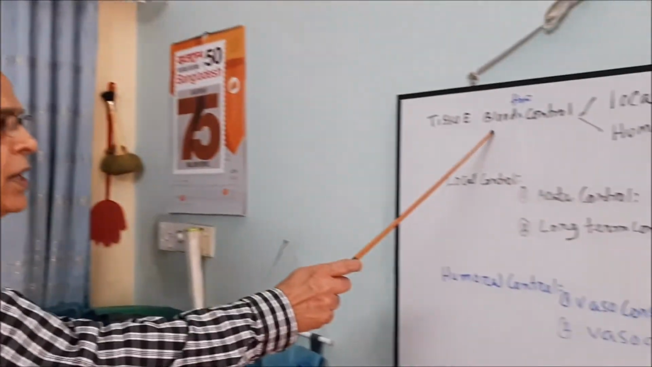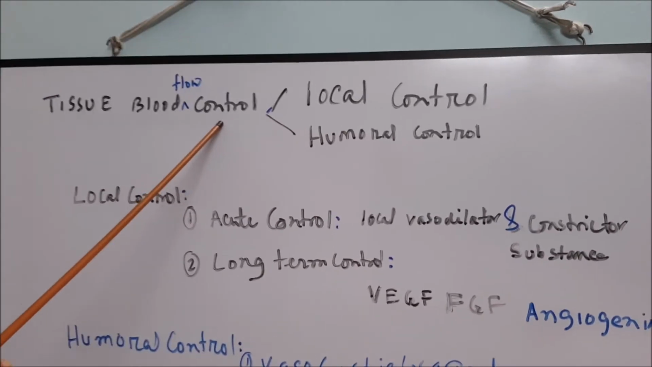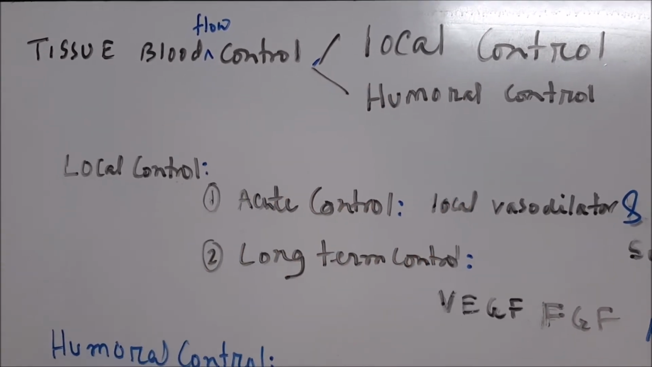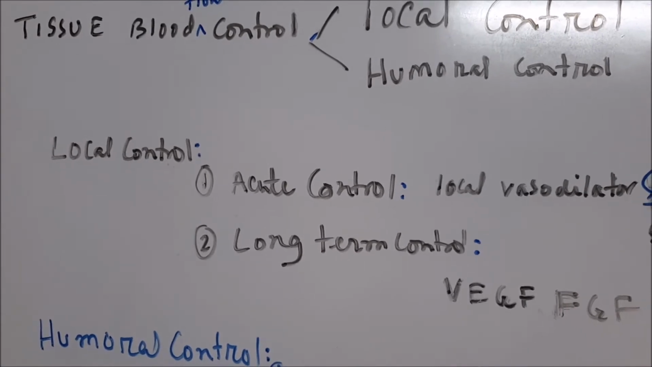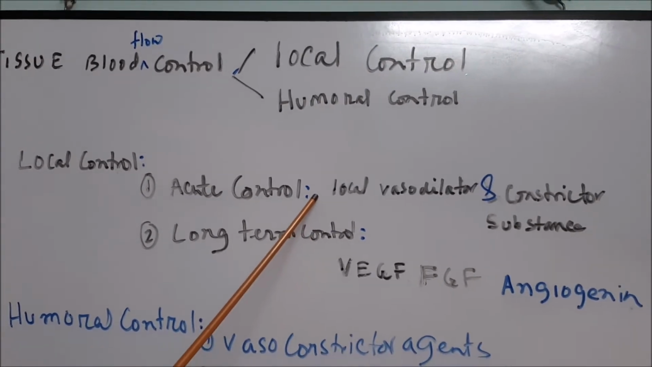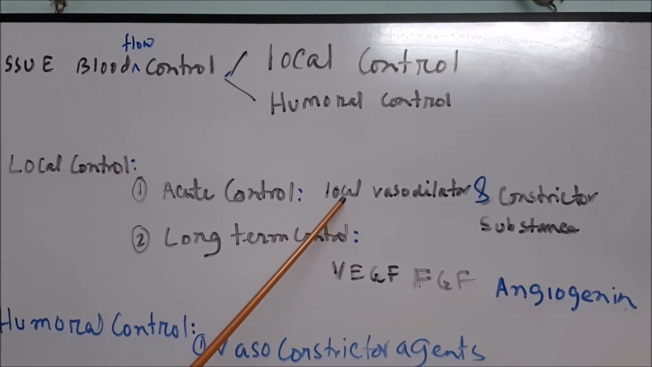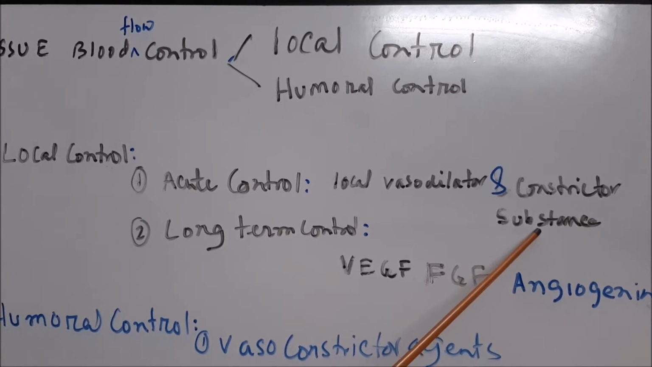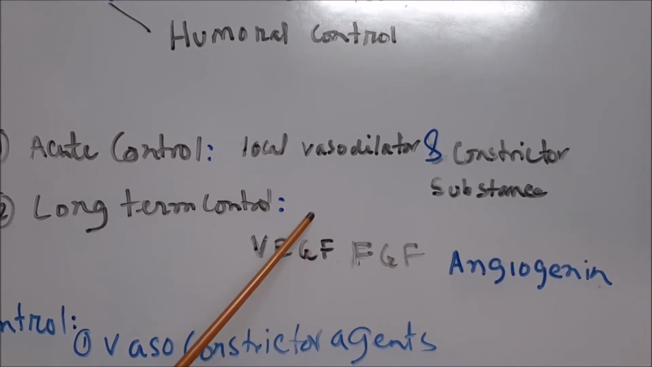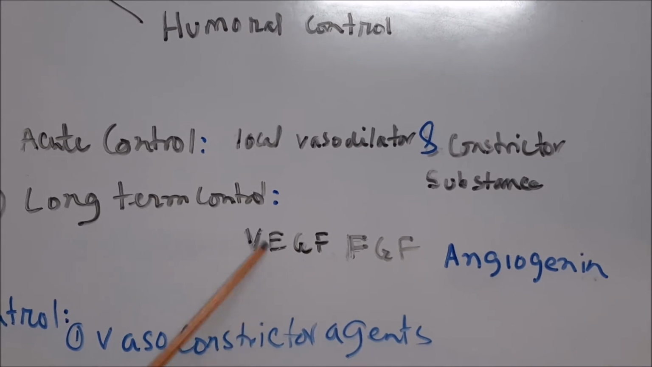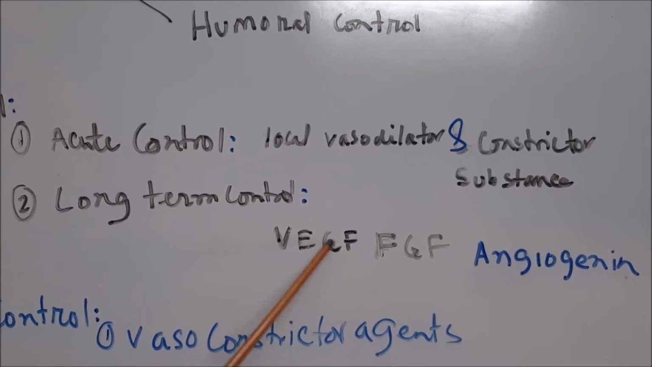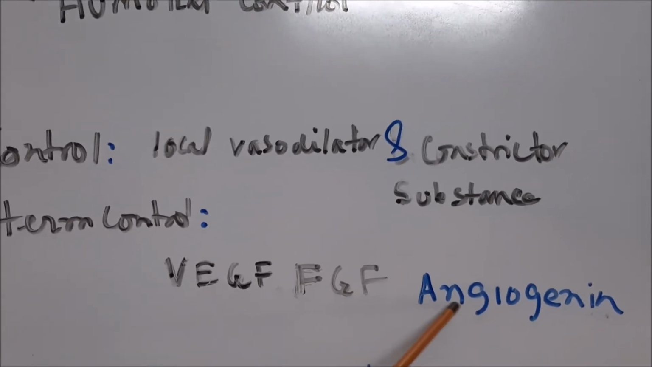Today my lecture is tissue blood flow control. Tissue blood flow can be controlled in two ways: one is local control, another is humoral control. Local control can again be divided into two phases: one is acute control, another is long-term control. Acute control occurs within seconds and minutes, and it is usually achieved by local vasodilator and constrictor substances. Long-term control occurs within days, weeks and months. It is due to the release of vascular endothelial growth factor, fibroblast growth factor, and angiogenin.